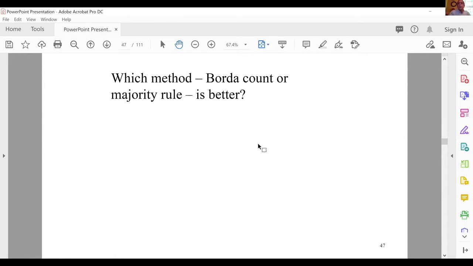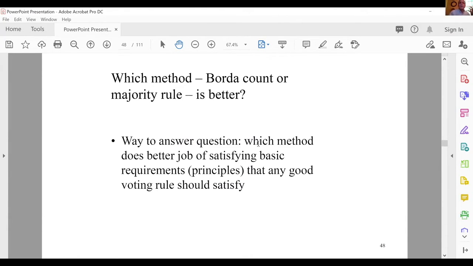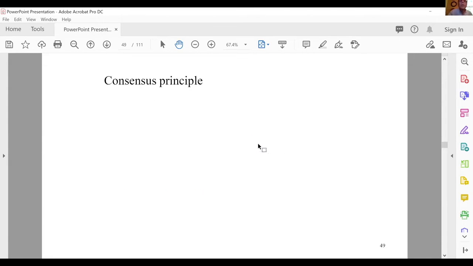So we might ask, which method is better, the Borda count or majority rule? Now, the way that a voting theorist like me tries to answer this question is to first step back and ask, well, what principles do we want good voting rules to satisfy? Let's first look at those principles, and then let's check to see which method comes closest to satisfying those principles.